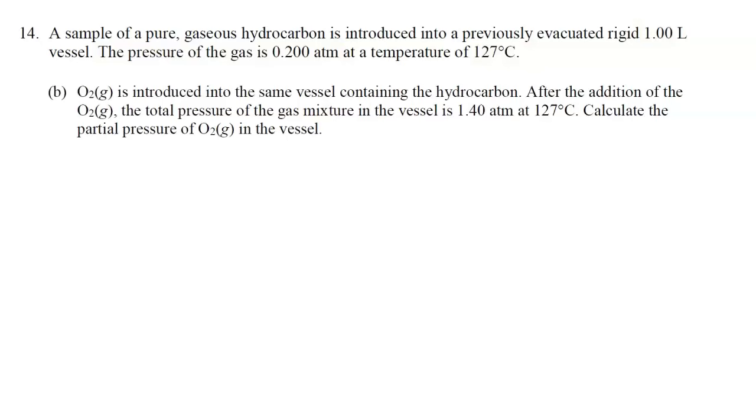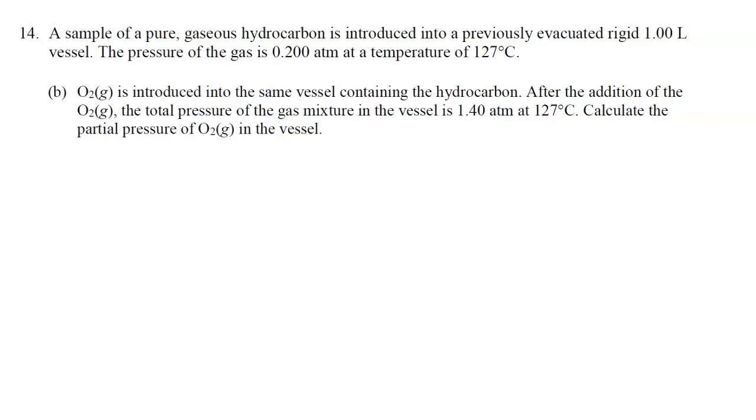It says that oxygen gas is introduced into the same vessel containing the hydrocarbon. After the addition of the oxygen gas, the total pressure of the gas mixture in the vessel is equal to 1.40 atmospheres at a temperature of 127 degrees Celsius. Calculate the partial pressure of the oxygen in the vessel. So 1.40 atmospheres is not the pressure of the oxygen, it's the pressure of the gas mixture.